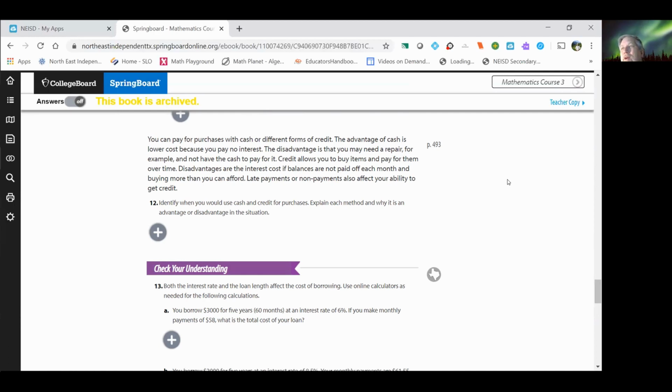You don't want to be paying emergencies off of credit if not possible, like groceries and you need to go out and get something done real fast. That's not necessarily what you would want to do.